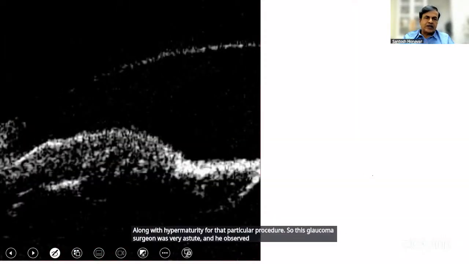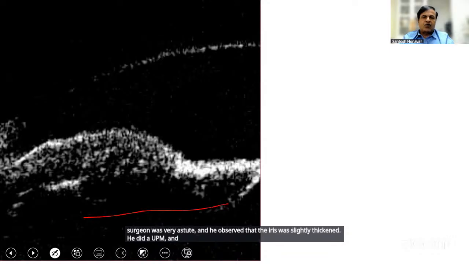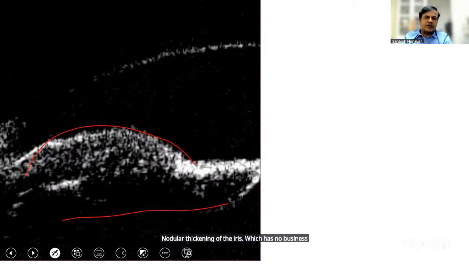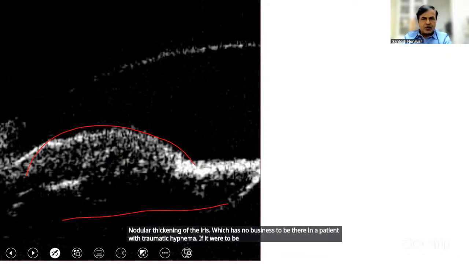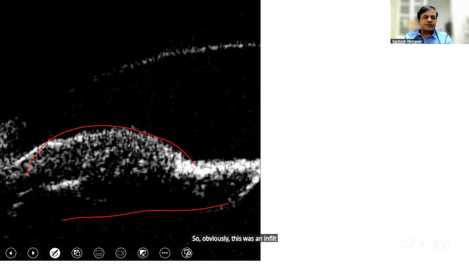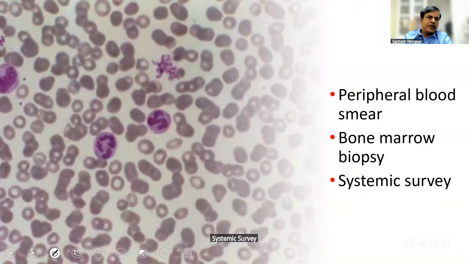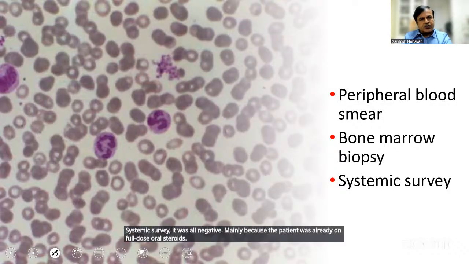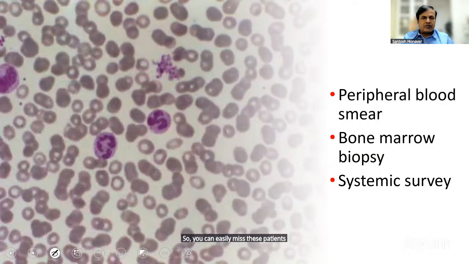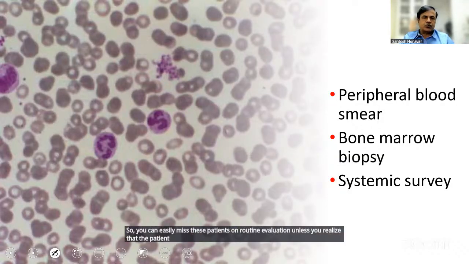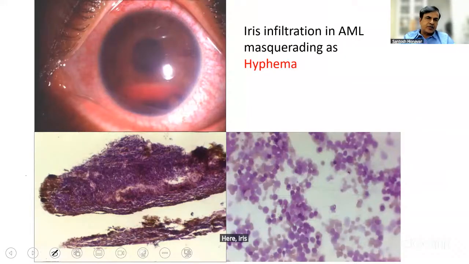So this glaucoma surgeon was very astute, and he observed that the iris was slightly thickened. He did a UBM and found that there was nodular thickening of the iris, which has no business to be there in a patient with traumatic hyphema, if it were to be traumatic hyphema. So obviously this was an infiltrative disorder. And when we did peripheral blood smear, bone marrow biopsy, and systemic survey, it was all negative, mainly because the patient was already on full dose oral steroids. So you can easily miss these patients on routine evaluation unless you realize that the patient is on full dose oral steroids. Here, iris biopsy confirmed the diagnosis that it was AML, and of course the patient was treated.